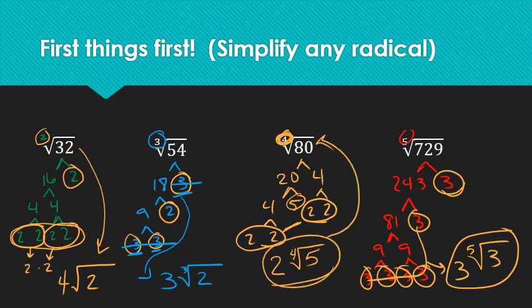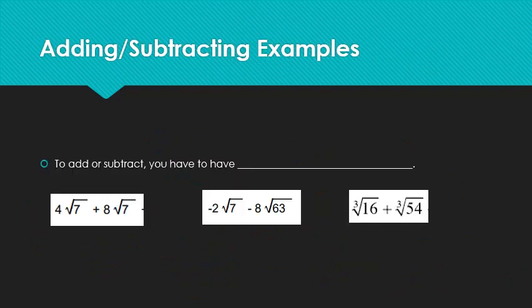Each of these is a simplified version. Now that we know how to simplify, we can start adding and subtracting. Adding and subtracting is the same everywhere. You have to have something. I hope you're sitting at home thinking like terms. You always have to have a like something. It's kind of a pain to add and subtract in math.